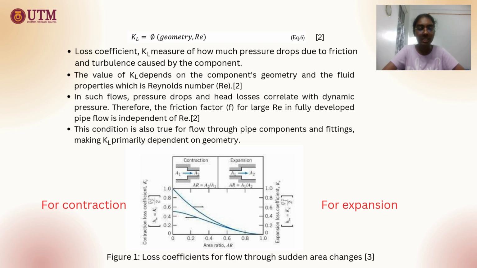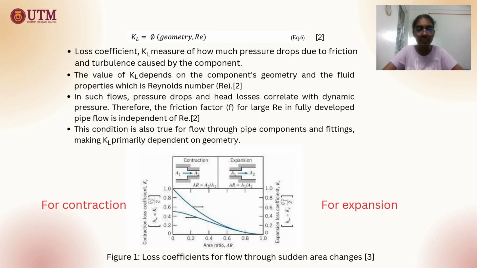The value of loss coefficient is strongly dependent on the geometry of the component considered as well as the fluid properties, which is Reynolds number. In many practical applications, the Reynolds number is large enough so that the flow through the component is dominated by inertia effects, leaving the viscous effect as secondary importance. In a flow which is dominated by inertia effects, it is usually found that pressure drops and head losses correlate directly with the dynamic pressure.